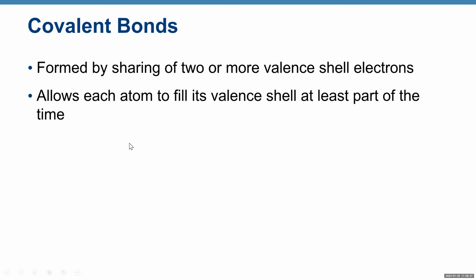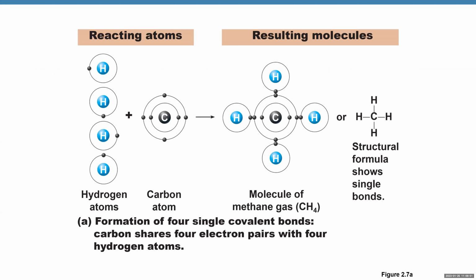Covalent bonds are formed by sharing of two or more valence shell electrons. So here we're sharing instead of donating and losing. This allows each atom to fill its valence shell at least part of the time. So in the formation of four single covalent bonds, carbon shares four electron pairs with four hydrogen atoms in this example.